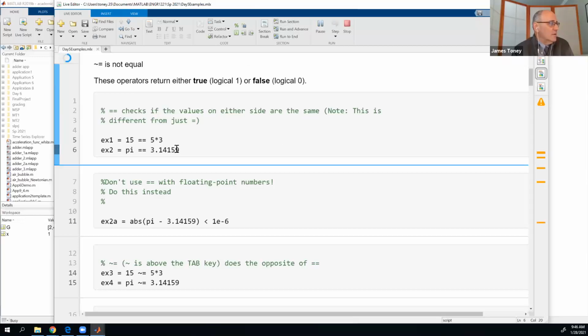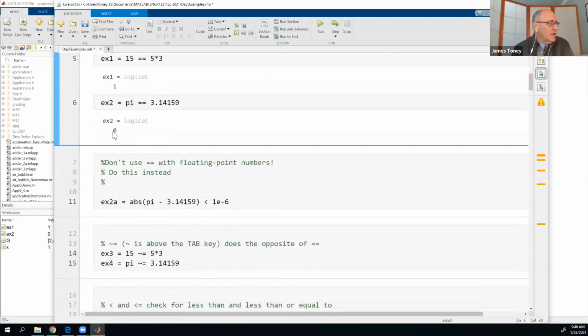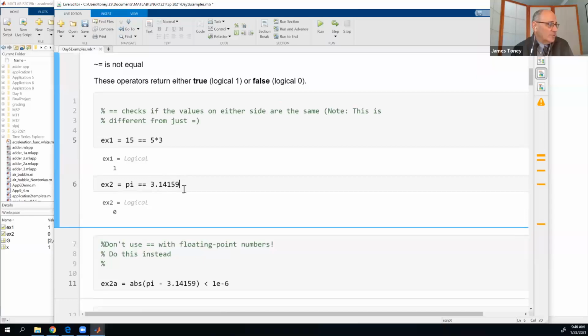A double equals means you're asking the question, are the two things equal? And that'll give you a true or a false, or to put it in other terms, a logical 1 is true or a logical 0 is false. So here I got a 1 because 15 is equal to 5 times 3. Here I got a 0 because pi is not exactly equal to 3.14159. So you have to be careful with floating point numbers, that is, a number with a decimal point. You never want to check for them to be exactly equal because there's always round off error.